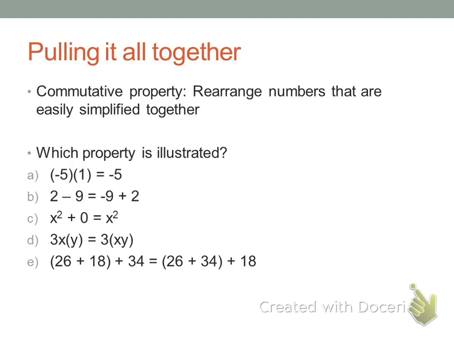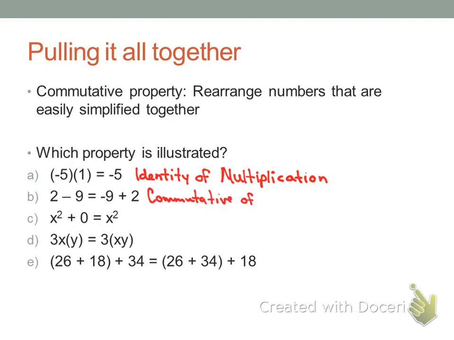All right, so A, what's A going to be, guys? Identity. Identity property of multiplication. What about number 2? Commutative. Commutative of multiplication? Really, guys? Commutative of addition. Commutative property of addition. All I'm doing is changing the order of the numbers. I can do that as long as I take the sign with me.